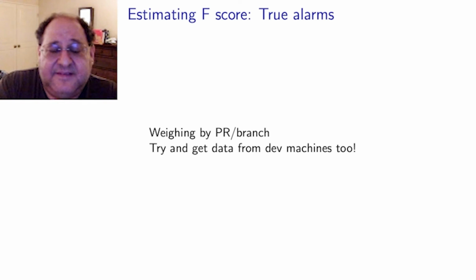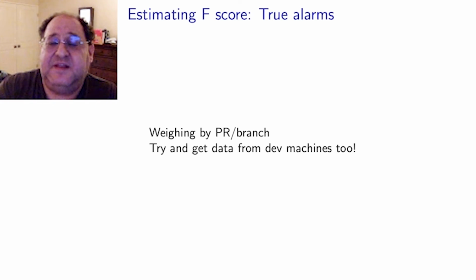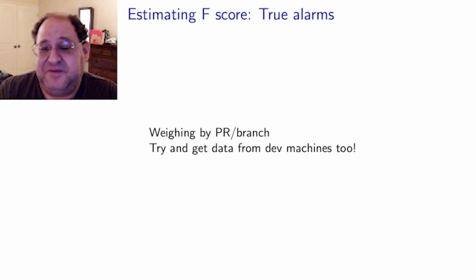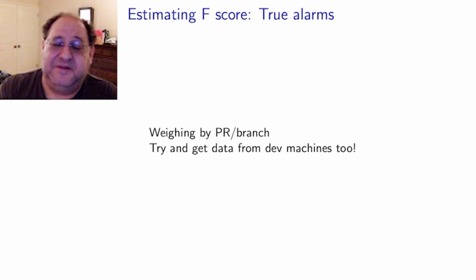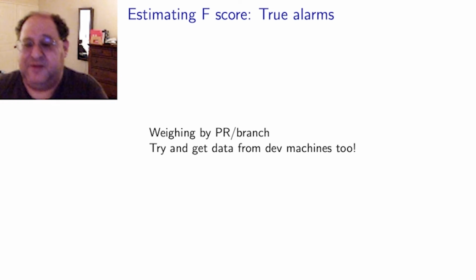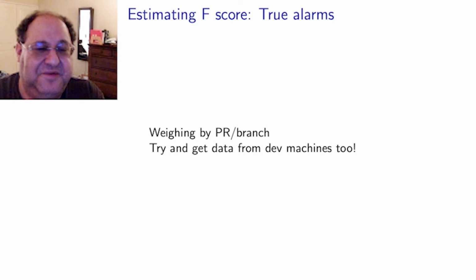But in that case, it's really important if you can get the data from the dev machines, right? If the test has caught a bug that never made it into the commit or the pushed commit, then you might not see it and you might not count it as a true alarm. So you might underestimate your F-score. So you want to see if you can somehow upload results from test machines into your F-score aggregator thingy.